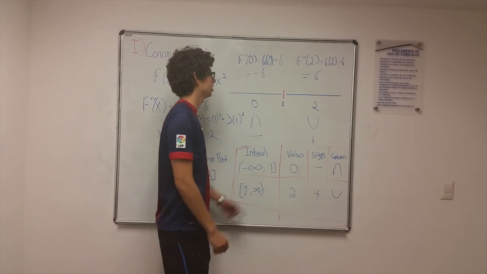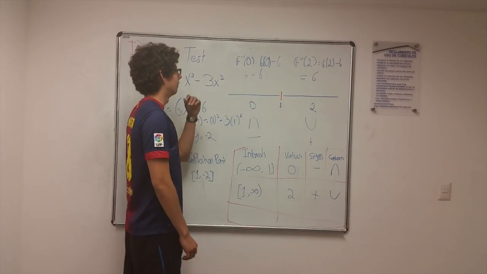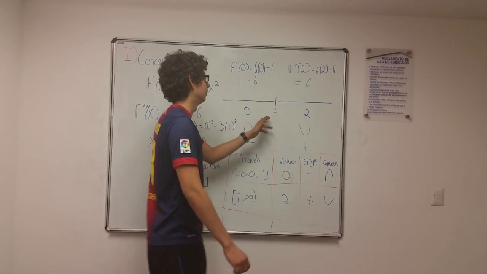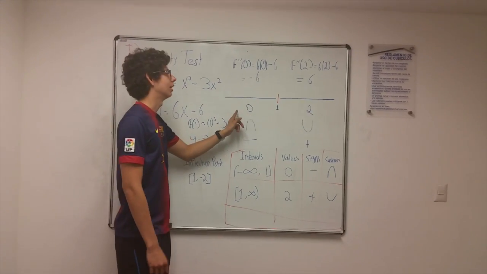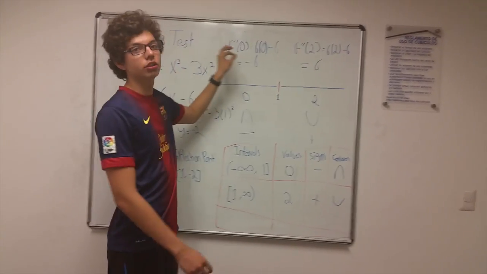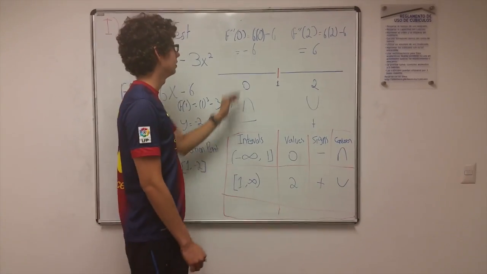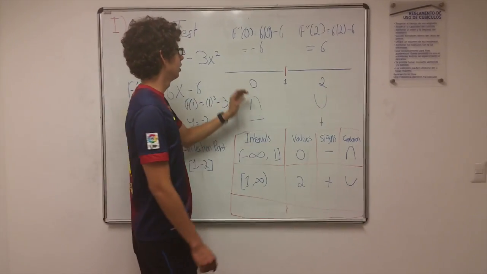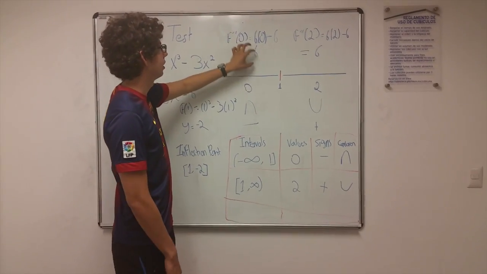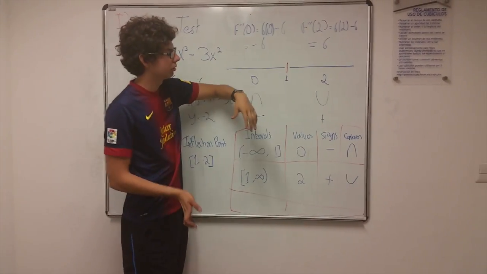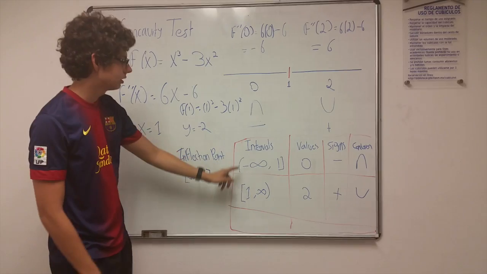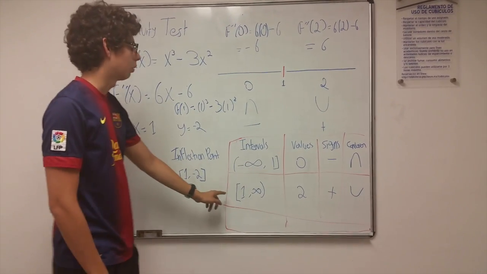This is our t-chart of the second derivative. We have to get the values greater than 1 and lower than 1. And we have to substitute these values in the second derivative, and if the sign is minus or positive, the concavity changes. If the sign is minus, the concavity is going to go downward, and if positive, upward. The intervals are -infinity to 1 and 1 to infinity.